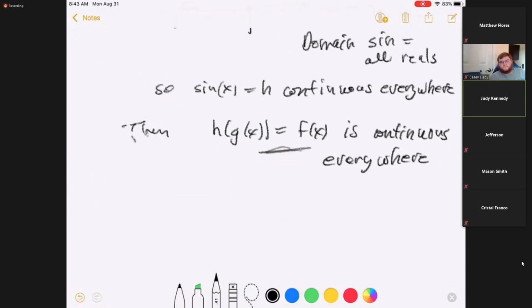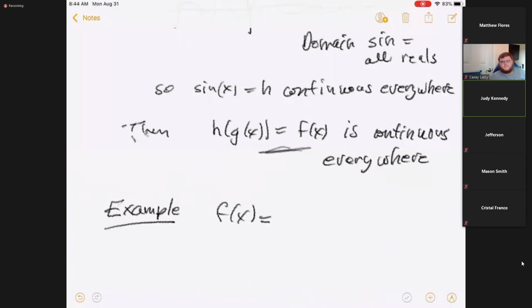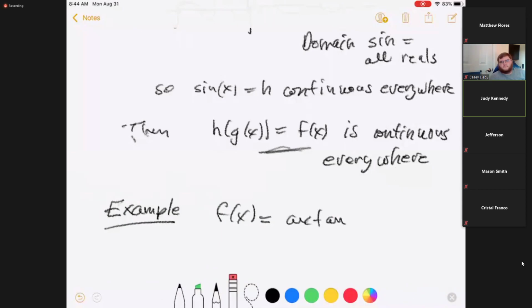Okay, one more example. Let's see. We're going to talk about the inverse. I didn't mention those. Let me not get into that. How about this?